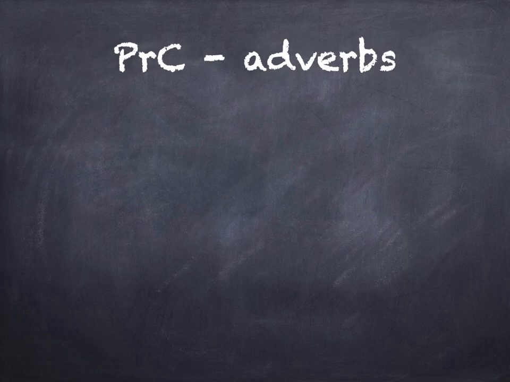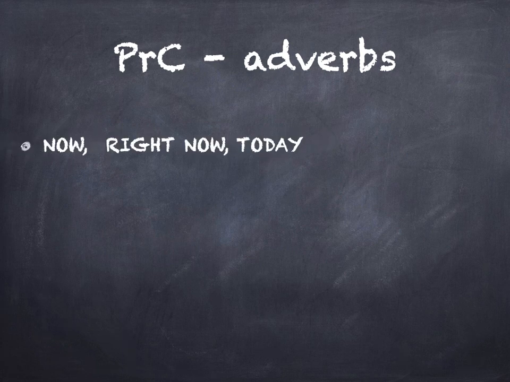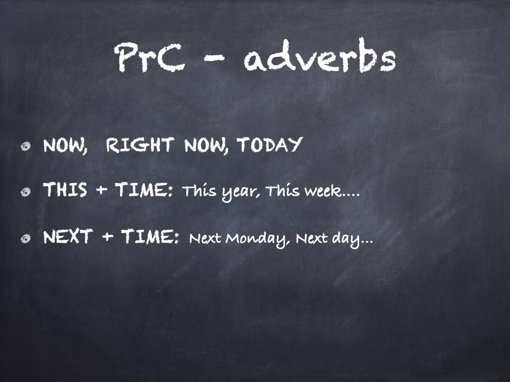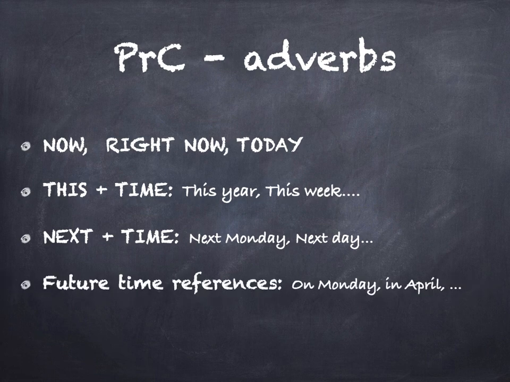So with the present continuous, there are certain adverbs that will show me that the action is happening now or that it has not finished. For example, now, right now, today. This plus time: this year, this week. Next plus time: next Monday, next day. And future time references, for example, on Monday, in April, etc.